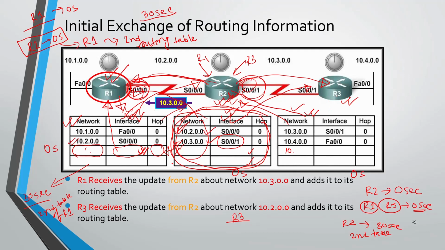For R3, who is going to send the table? Only R2, right? What is given in R2's 0th second table? These two pieces of information, yes. So these two pieces of information of R2 are going to be shared with R3, and then R3 is going to make its second routing table. So in the second routing table, which information will be newly added? 10.2.0.0, then S0/0/1, hop count 1. Understood?